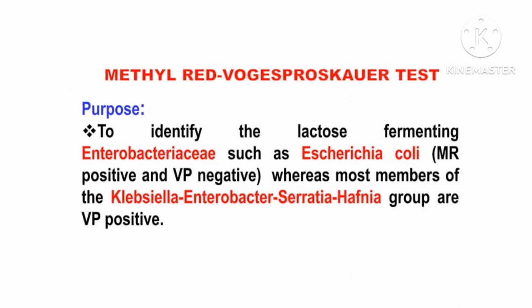So the next important reaction for the metabolic pathway assessment is the methyl red Voges-Proskauer test, that is the MR-VP test. This test is done to identify the lactose fermenting Enterobacteriaceae such as Escherichia coli, that is MR positive, VP negative, whereas most members of the Klebsiella, Enterobacter, Serratia, Hafnia group are only VP positive, MR negative.